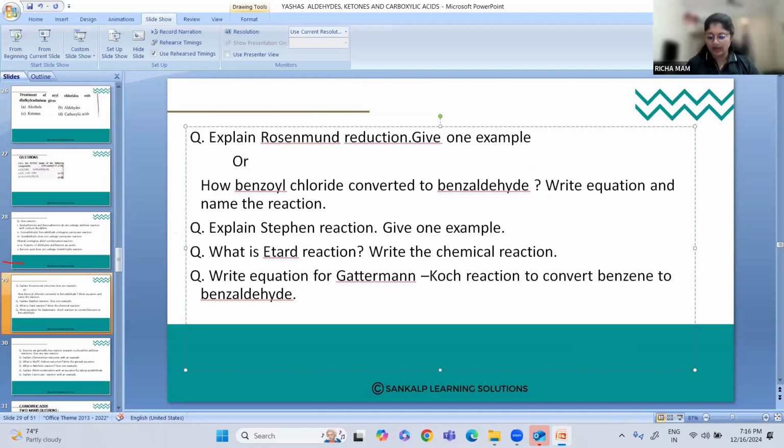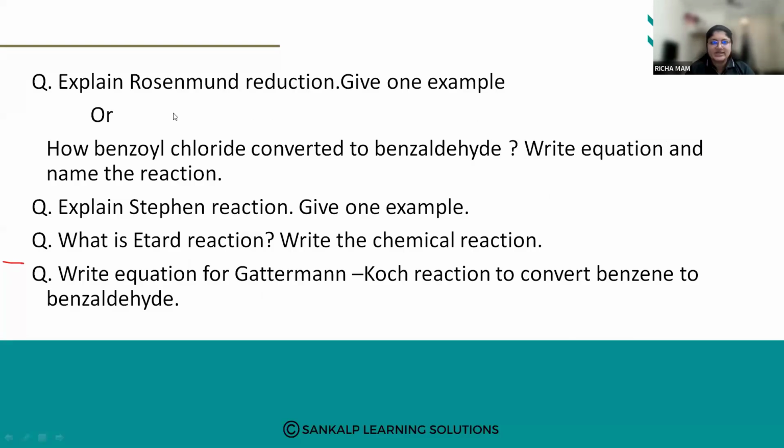So, a 2 mark question. Explain Rosenmund reduction. Give one example. How are you going to answer? This is a general question, right? Explain Rosenmund reduction. Give one example. So you are going to answer.